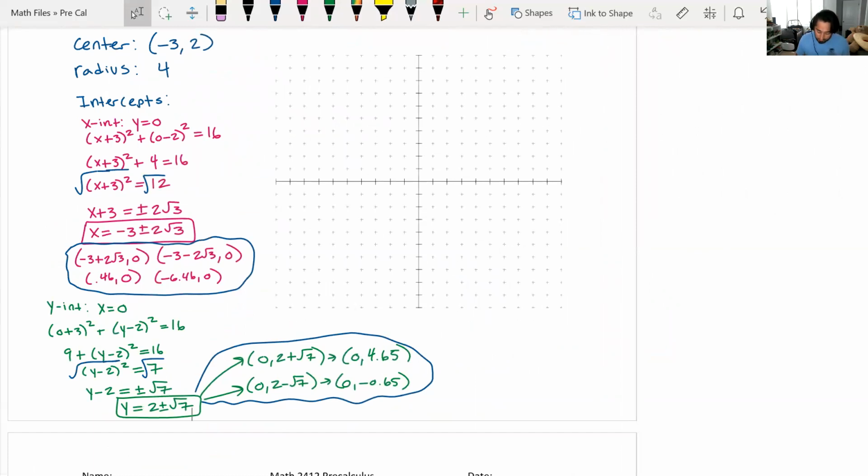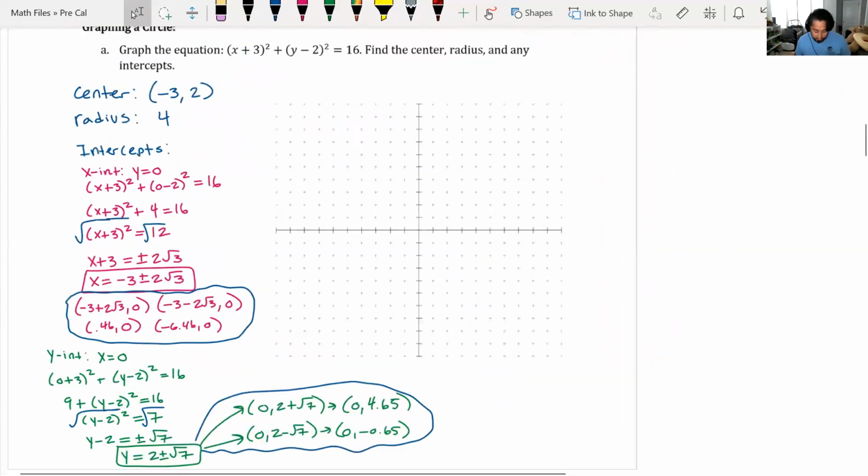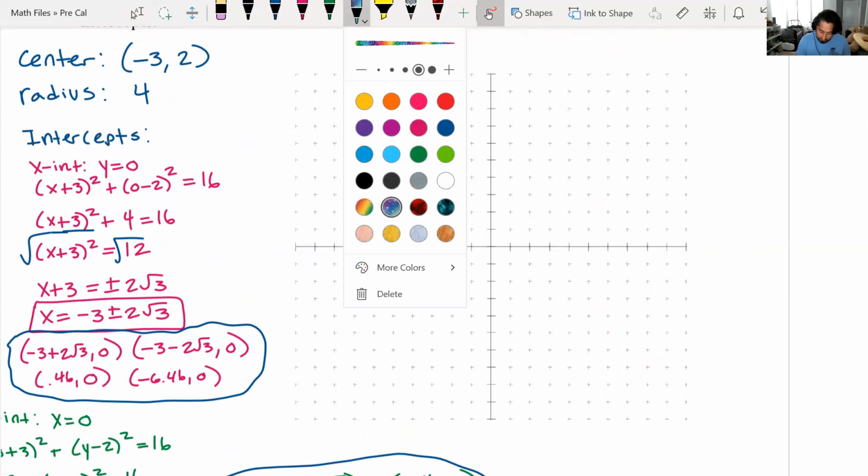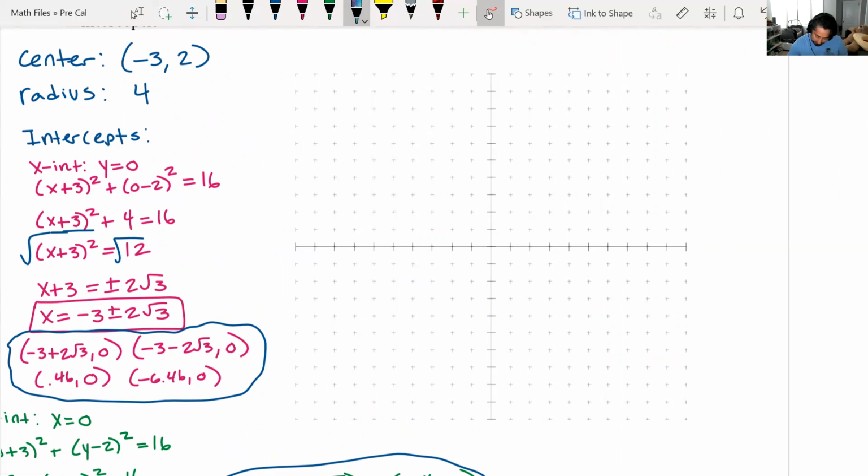So, looking at this, let's go ahead and graph our circle. We're at negative 3, 2. What's fun colors? How about that? All right. Negative 3, positive 2. Right there. There's my center. Negative 3, 2. Radius is 4, so that means up 4: 1, 2, 3, 4. Right 4: 1, 2, 3, 4. Down 4. And left 4: 1, 2, 3, 4.